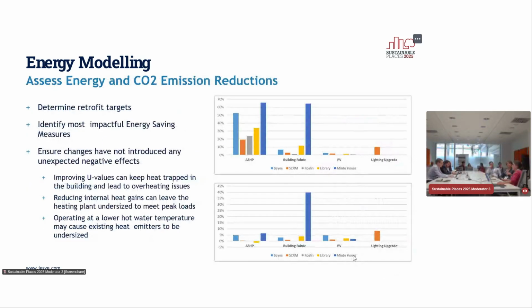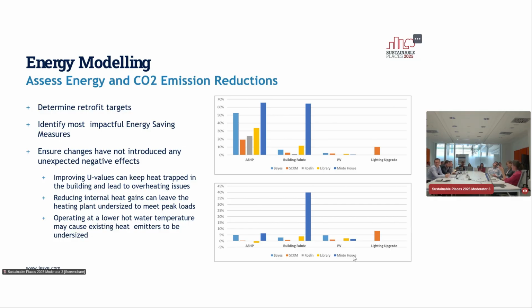Overall, this was the result of those. You can see the air source heat pump, the building fabric intervention, PV, and lighting upgrades, and the columns are by building: base, SCRM, Rosen, every color is a building in the site. This is just to show you at a high level what the result was, that we could identify which solution would be most impactful per building on CO2 reduction and operating cost reduction. That helped set realistic design targets for retrofit and identify which solutions are worth pursuing and which are not.